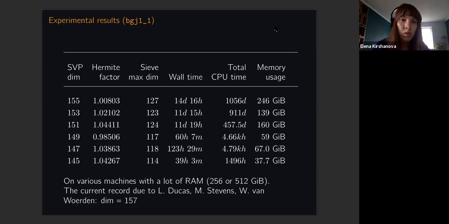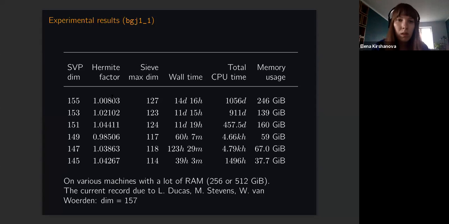We managed to solve SVP in dimension 155 within 14 days and lots of CPUs. I don't exactly remember how many threads we were using, but I think it was around 80. And we used a lot of memory. So it was a good machine. Thanks to Martin, we were using his machines to run the experiments.